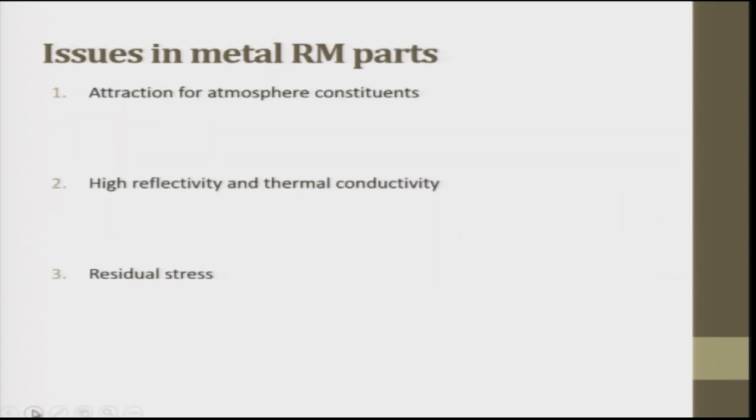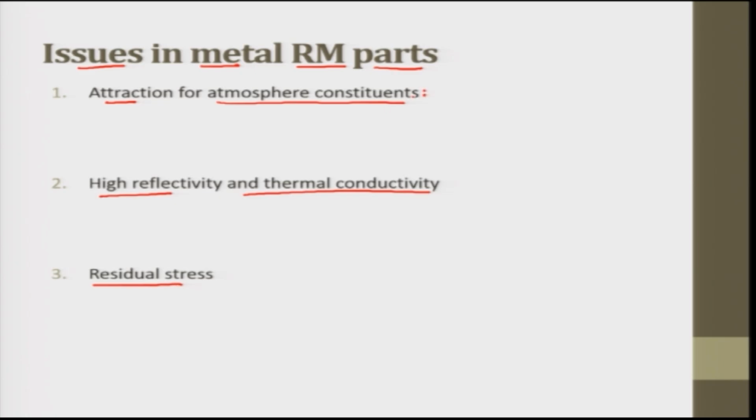There are certain issues or challenges, those come specifically in metal rapid manufacturing parts. Number 1 is attraction for the atmospheric constituents. Number 2 is high reflectivity and thermal conductivity. Number 3 is residual stresses. Now attraction for atmospheric constituents.